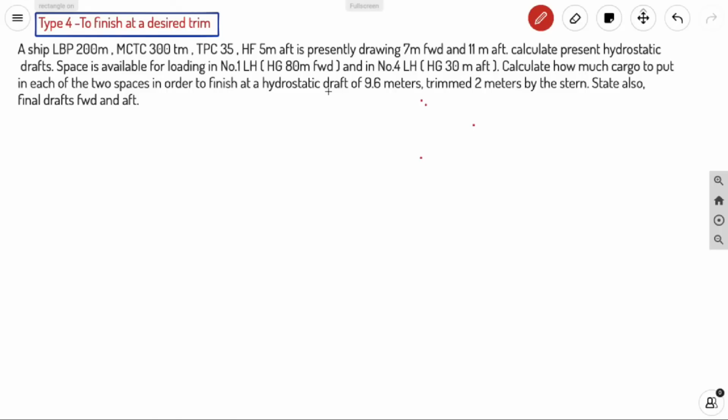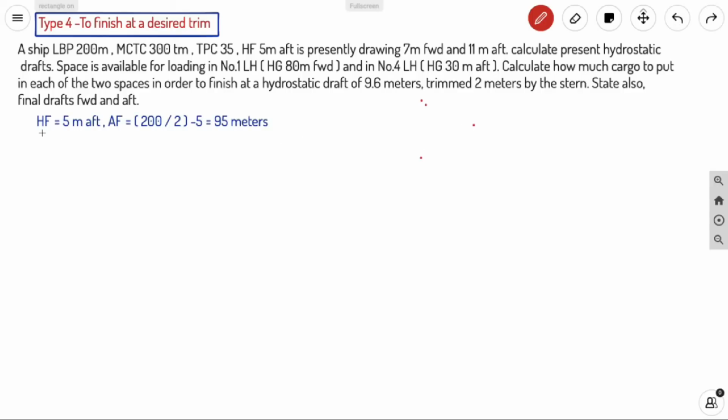We are given two spaces where you have space for loading, and we need to find how much cargo we need to put in each space. And also it's given you need to finish at a hydrostatic draft of 9.6 meters. Also the ship should be trimmed by 2 meters by the stern. We need to find our final drafts forward and aft. So let's see how we do that.